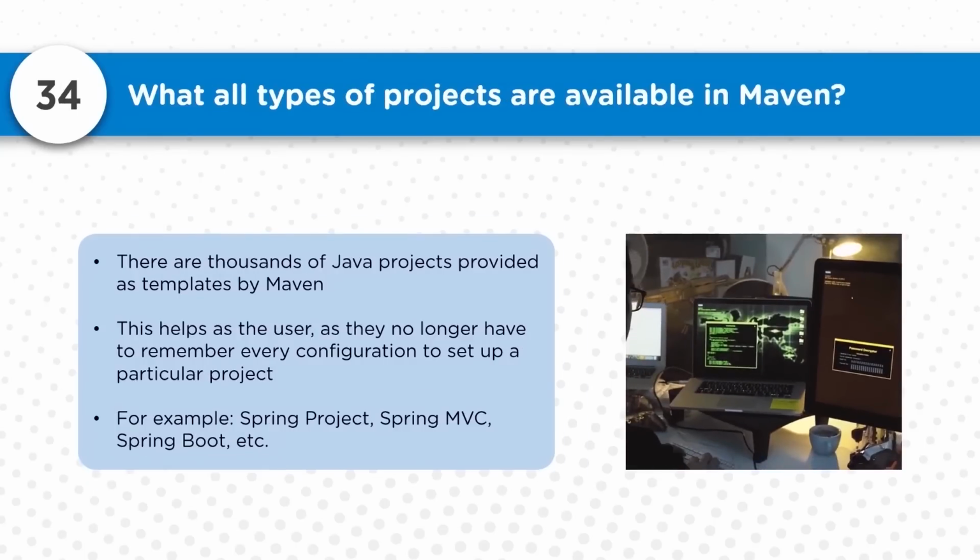Now what are the different types of projects available in Maven? So there are thousands of Java projects which can be implemented by Maven here. This helps the user, as they no longer have to remember every configuration to set up a particular project. For example, Spring Boot, Spring MVC, etc. These are the different projects which are already available in Maven. We have already discussed that for Java based projects, Maven is considered the default, so a lot of organizations are actually using it.